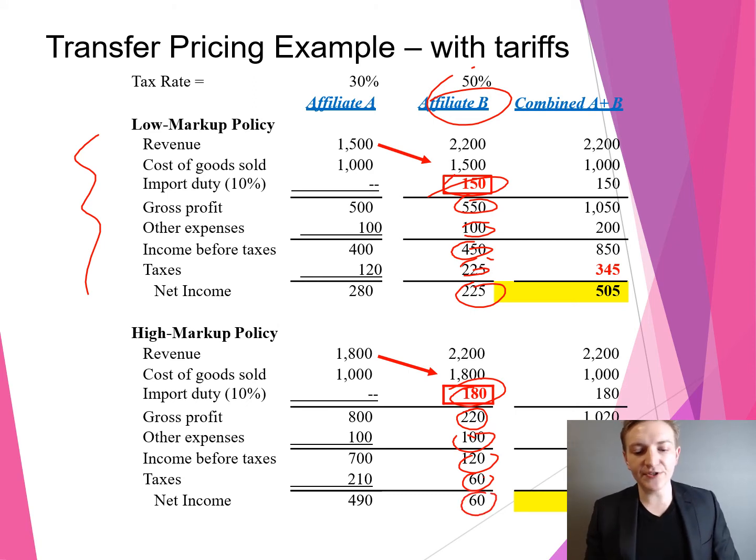So what then happens here? Well, our total consolidated net income is 490 plus 60 equals 550. So we're still better off with this high markup here, but we're less well off than we were beforehand, suggesting when the tariffs are imposed, the benefits of transfer pricing start to decrease.